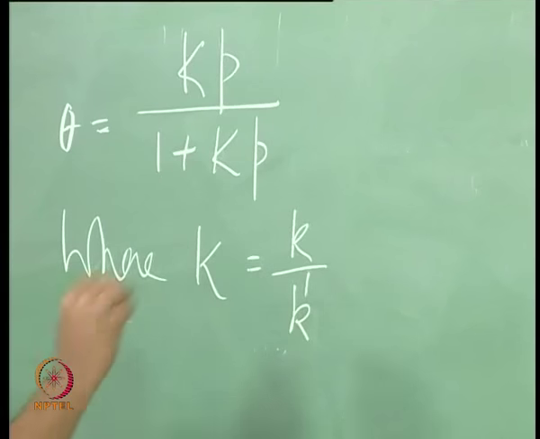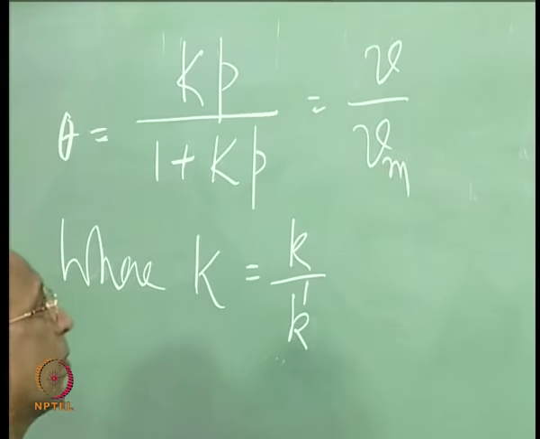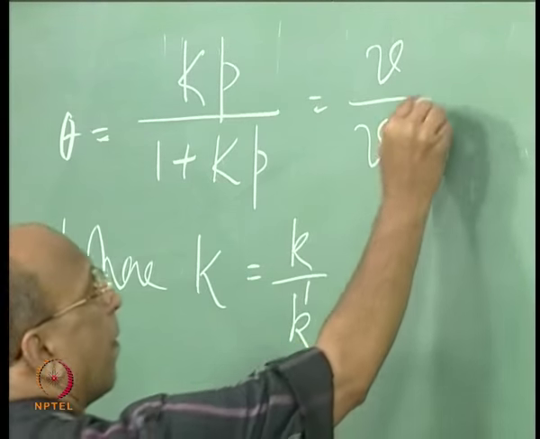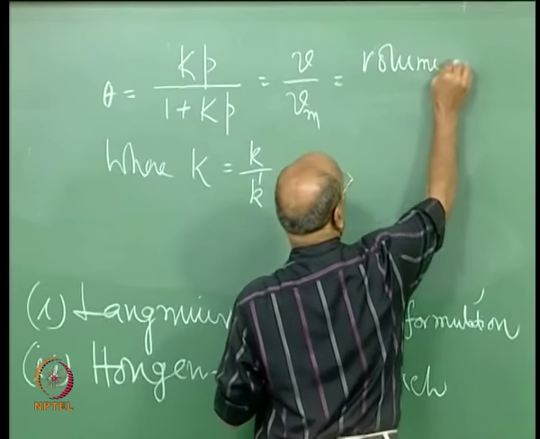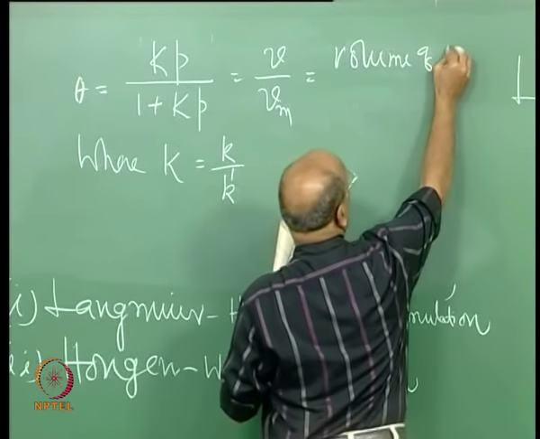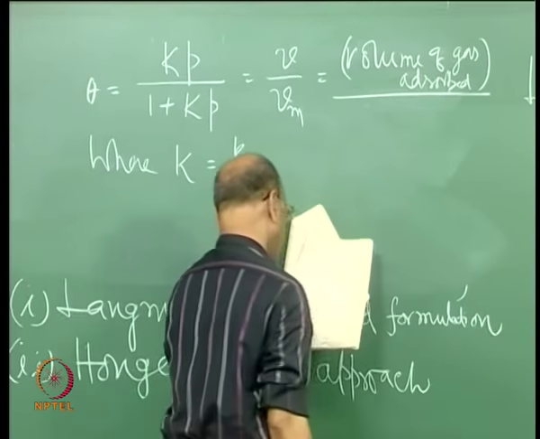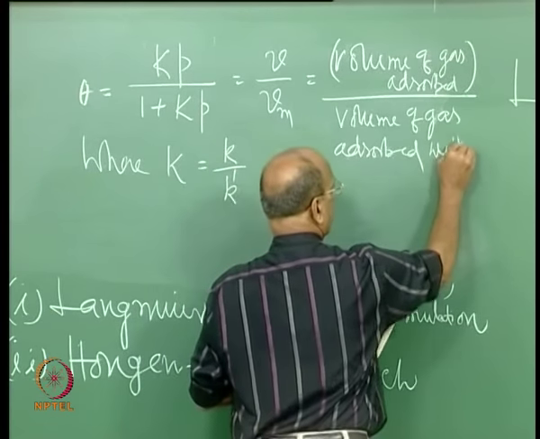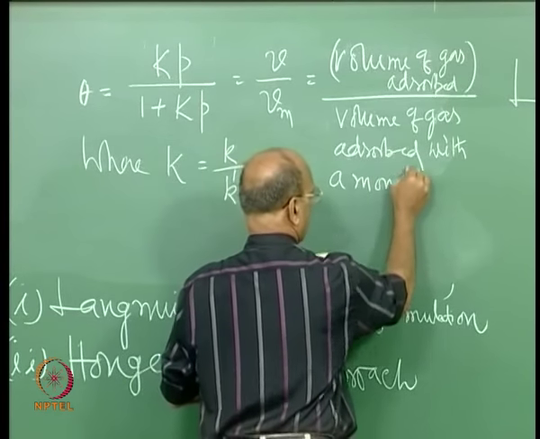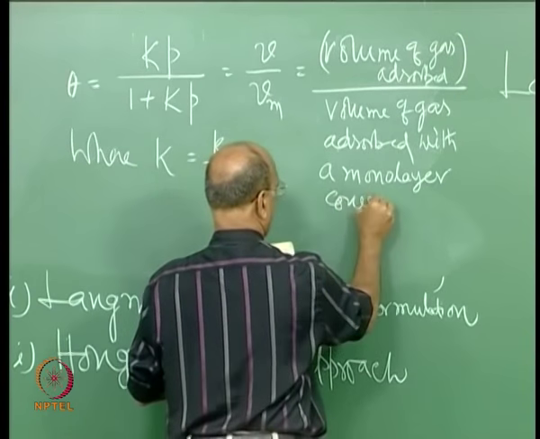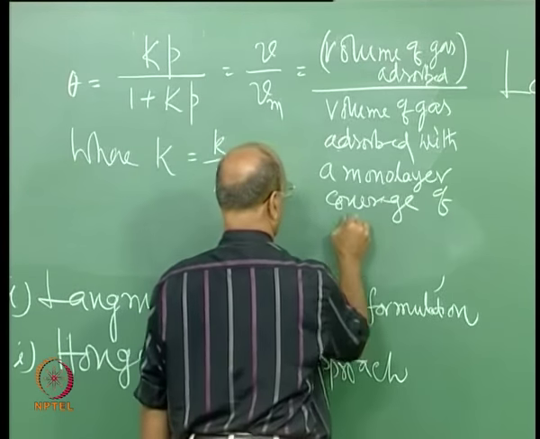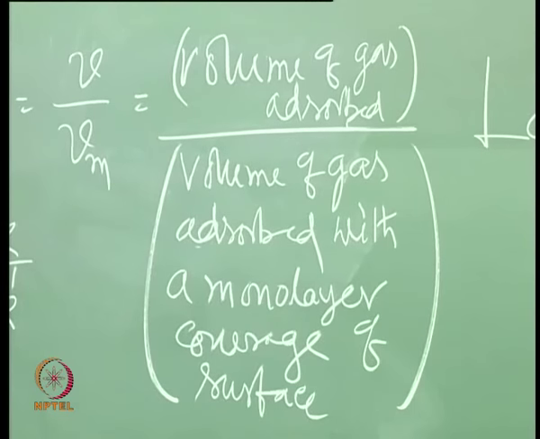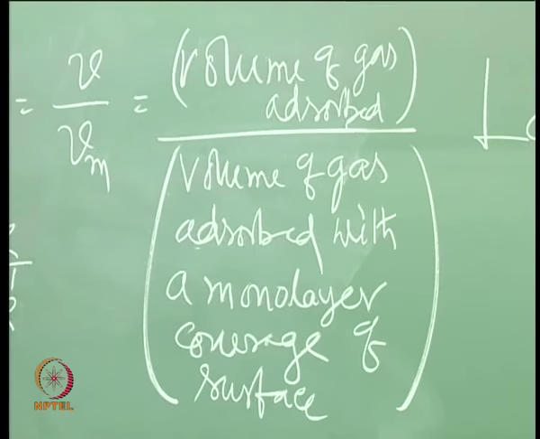Of course, sometimes this is also expressed as small v by v m, where small v is the volume of gas adsorbed, and v m is the volume of gas adsorbed with a monolayer coverage of the surface. Anyway, I think we will stop here.